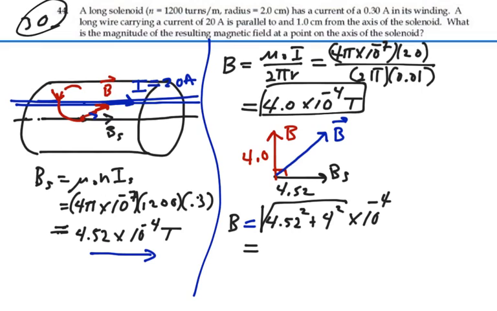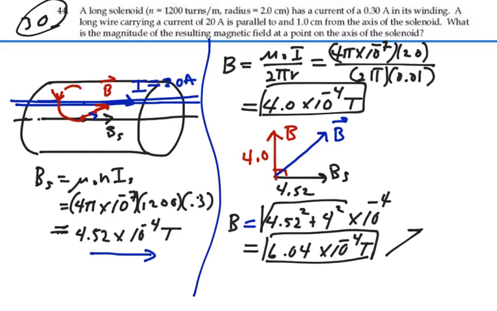So that is equal to what? 6.04 times 10 to the minus 4 Tesla. And this field will be going at the angle like that. I guess we could figure out what that angle is. It would be the inverse tangent of 4 divided by 4.52. But the main thing is we have a magnetic field of 6.04 times 10 to the minus 4 Tesla.